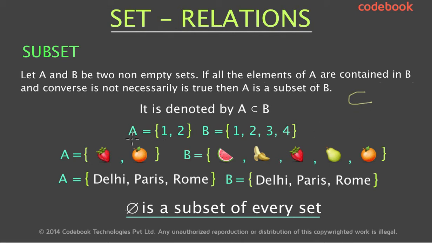So let's look at an example. A equal to {1, 2} and B is {1, 2, 3, 4}. As you see here, all the elements of A, 1 and 2, are present in B. So this is a good example of A subset B.